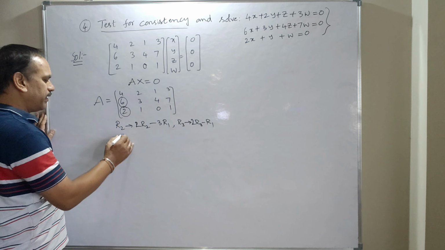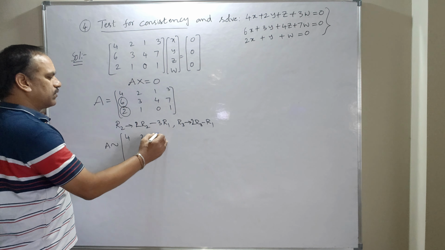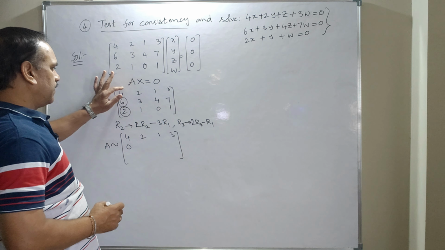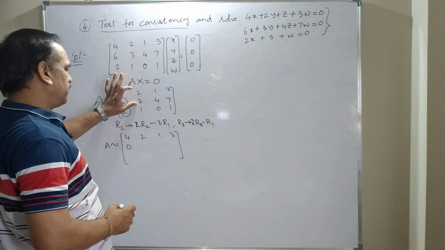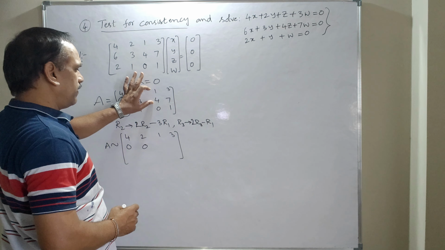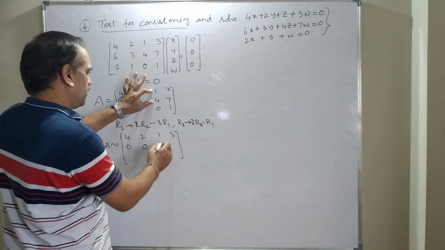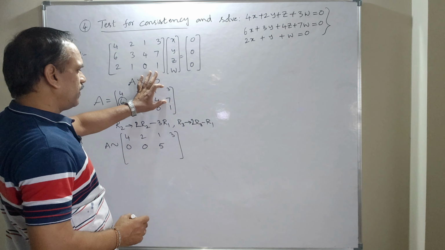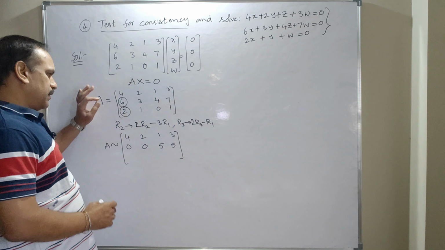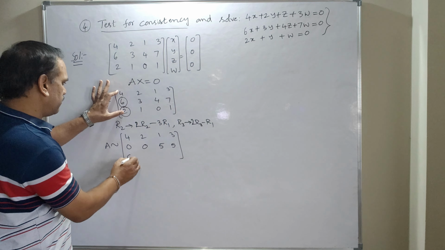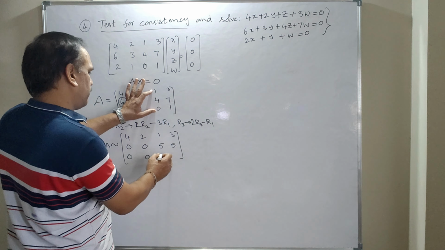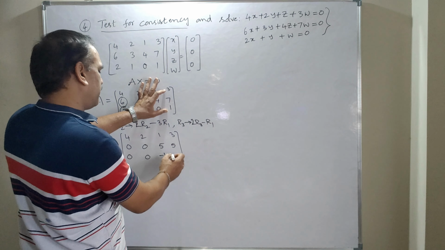So, A will be reduced to: no changes in the first row. Second row: 0, 2 into 6 minus 3 into 6, which is 0, 2 into 8 minus 3 into 7, that is 16 minus 9, 5, and 2 into 14 minus 9, 5. Next, third row: 2 into this minus this gives 0, 2 into 2 minus 3 gives 0, 2 into 0 minus 1, and 2 into 2 minus 3 minus 1.